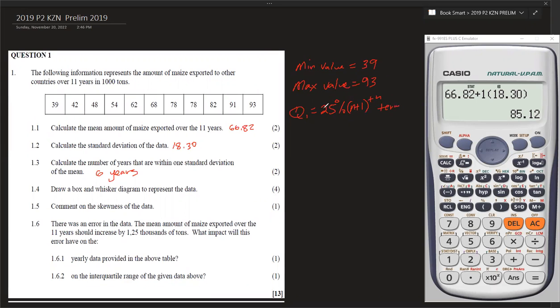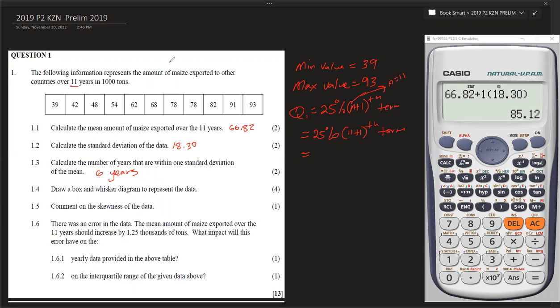This formula just gives you the position. Now N is the total amount of items you have. So in this case, I have 1, 2, 3, 4, 5, 6, 7, 8, 9, 10, 11. So they said 11 years there. Do you see it? So N equals 11 in this case. So we need 25%. I'm going to substitute my 11 there, plus 1.